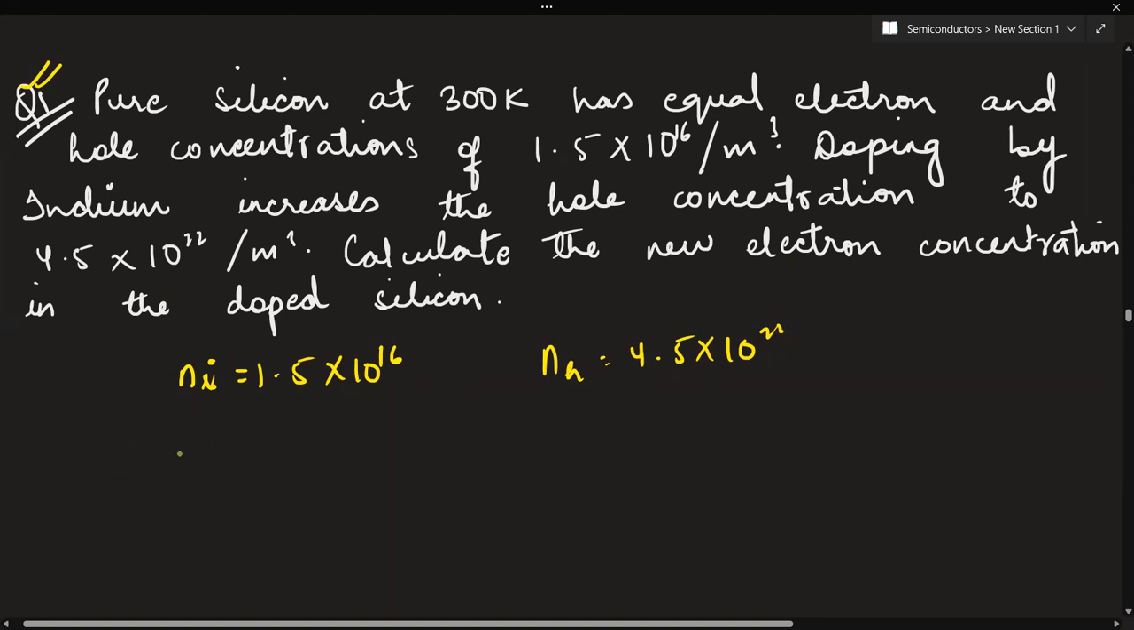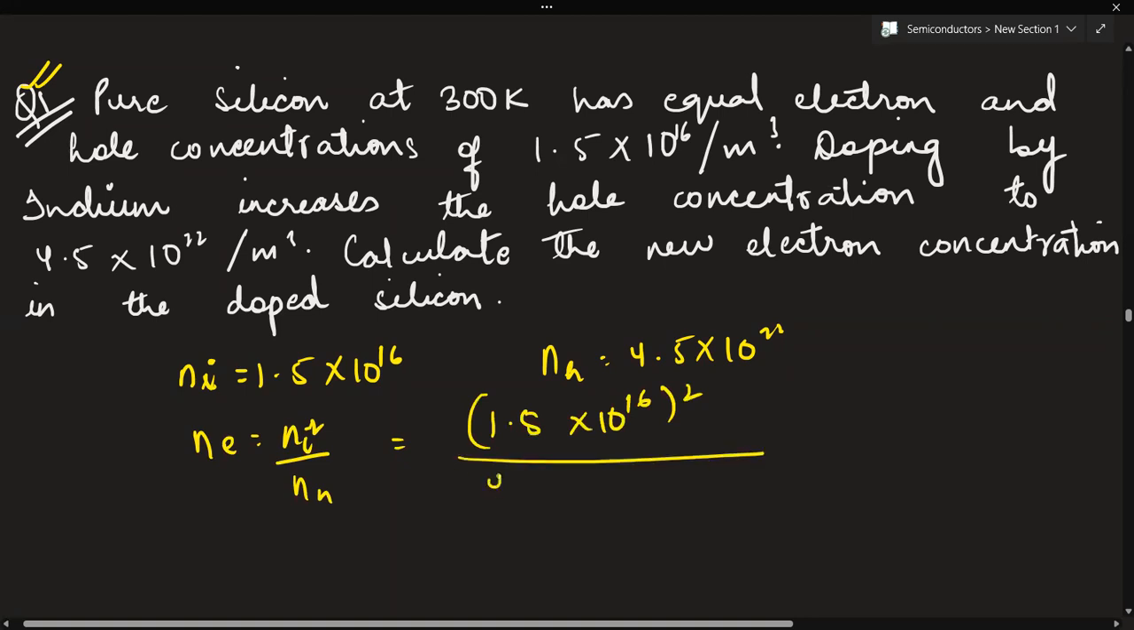Now you just have to find Ne. So this relation: Ne is equal to Ni square by NH. So Ne will be equal to Ni square, 1.5 into 10 to the power 16 whole square, divided by 4.5 into 10 to the power 22. So this will be 5 into 10 to the power 9 per millimeter. All right, just note it down and we'll do one more question.